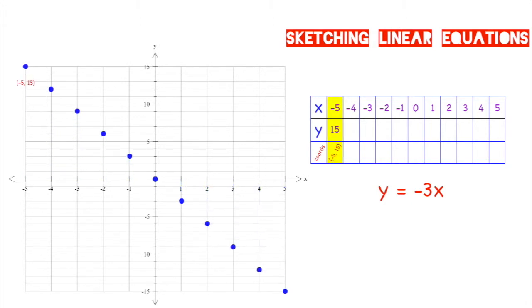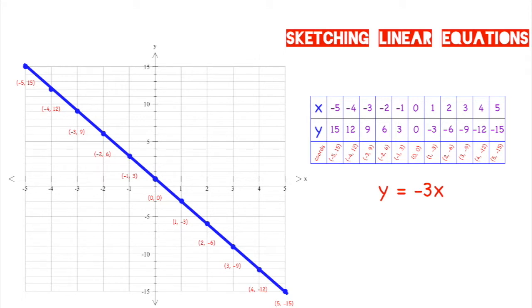This is seen here with the coordinates of -5, 15, -4, 12, -3, 9, -2, 6, -1, 3, 0, 0, 1, -3, 2, -6, 3, -9, 4, -12, and 5, -15. And now we're able to draw the line to represent the millions of other dots that this equation represents. Note that the -3 out the front of the x gives the line a negative gradient.